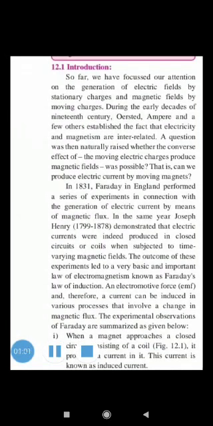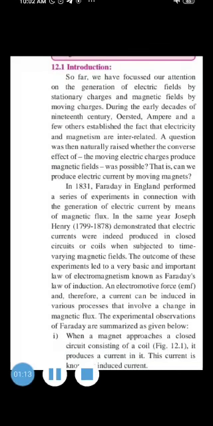Thereafter, scientist Faraday performed a series of experiments in connection with generation of electric current by means of magnetic flux, and Joseph Henry demonstrated that electric currents were indeed produced in closed circuits or coils when subjected to time varying magnetic fields. The outcome of these experiments led to a very basic and important law of electromagnetism, and these are known as Faraday's laws of electromagnetic induction.